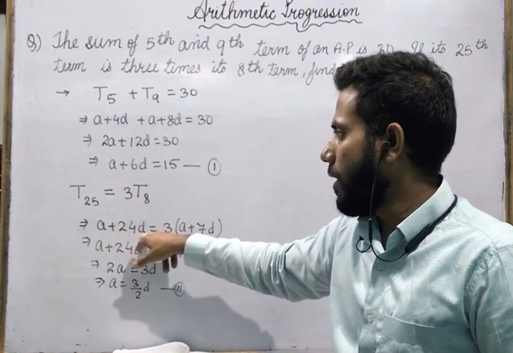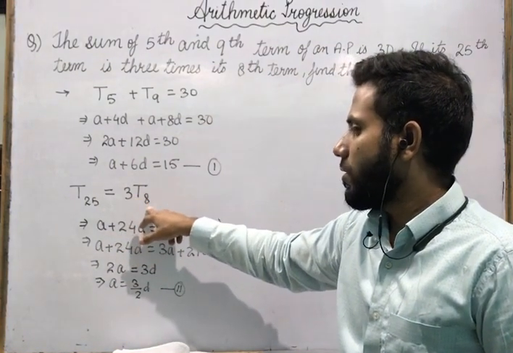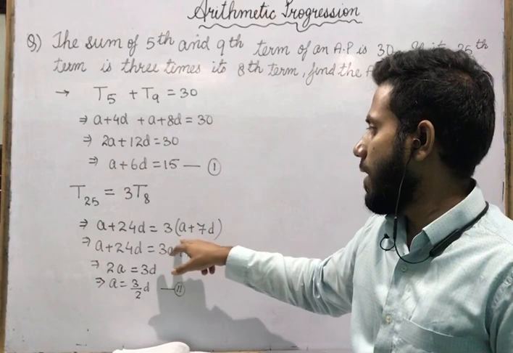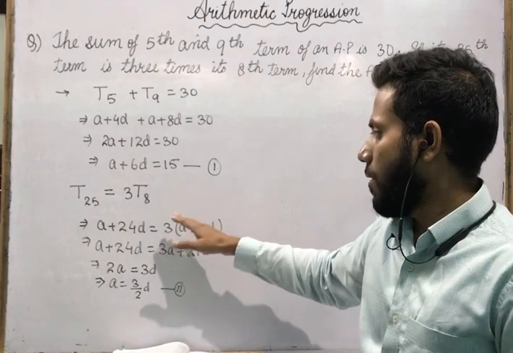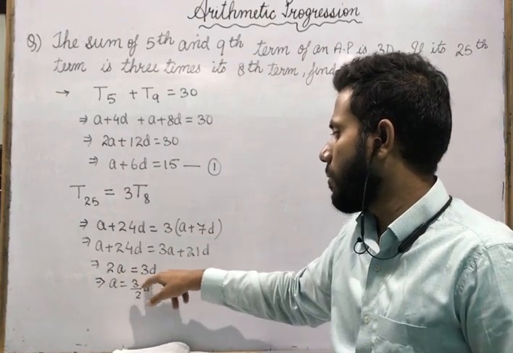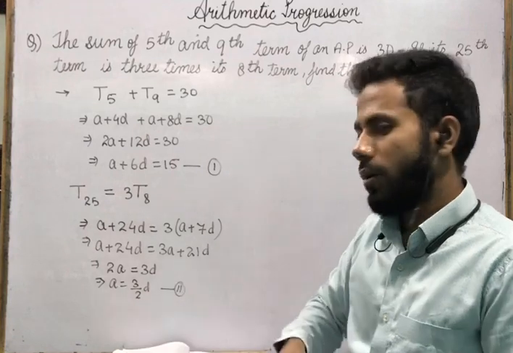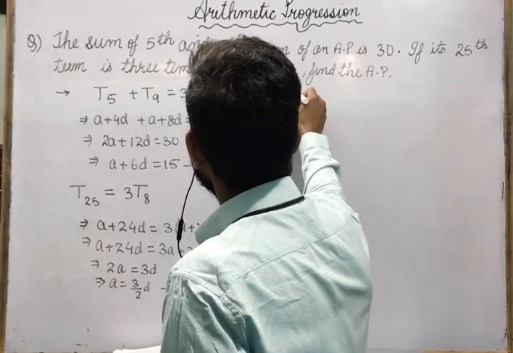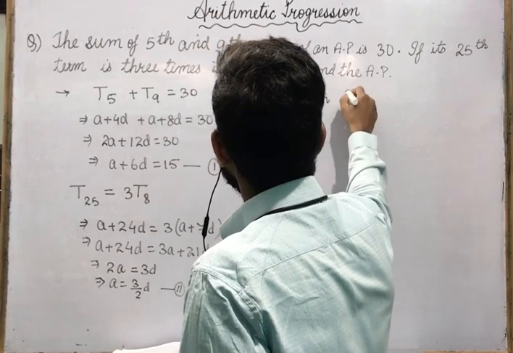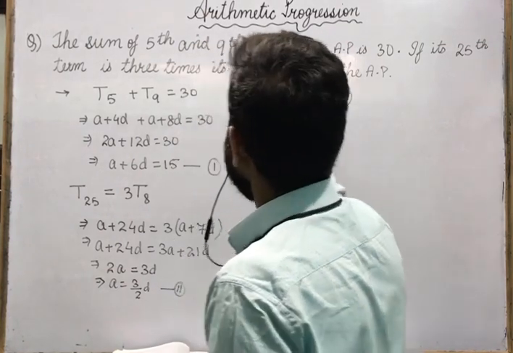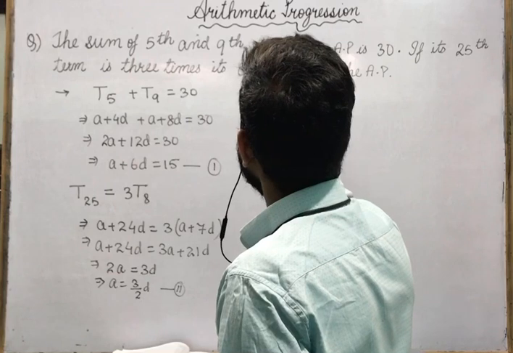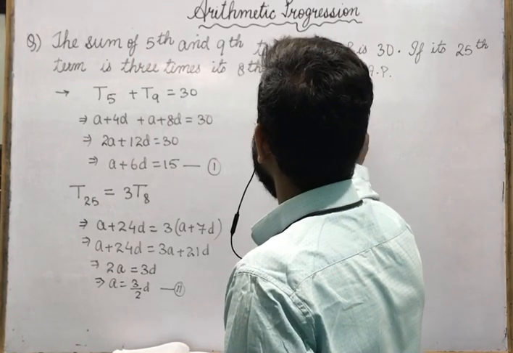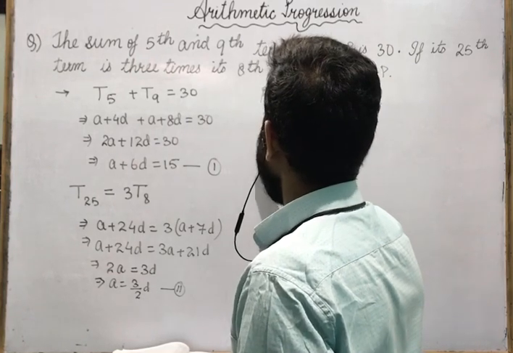So what is the 25th term? A plus 24D. What is the 8th term? 3 bracket A plus 7D. Now when you operate it, you get 2A equals 3D. So A equals 3 by 2 D. Now put the value of 2 in 1. Put 2 in 1. So it is A plus 6D equals 15.